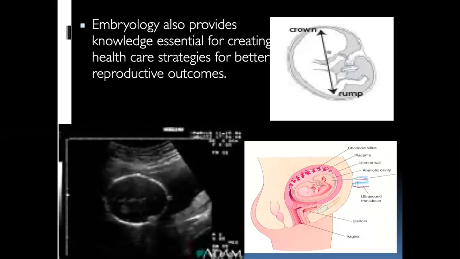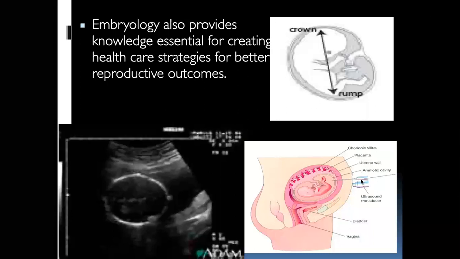We can study from outside itself, not just sonography. In this picture we are looking at the chorionic villi which are present here. We can take out amniotic fluid. This is called amniocentesis. Why do we do this amniocentesis?